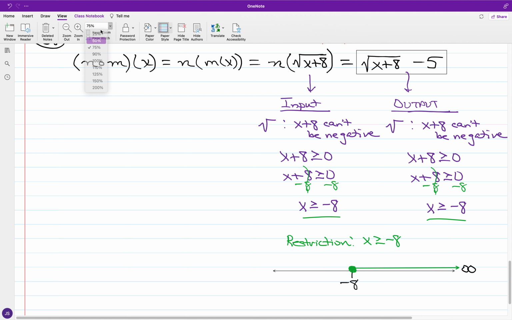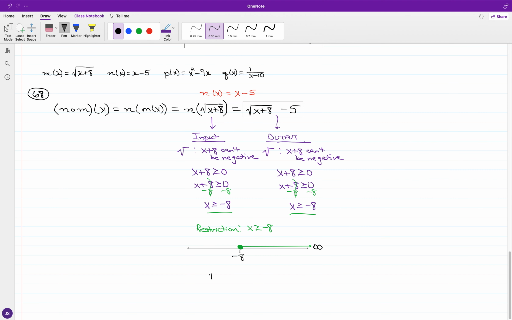And so again, for the domain of this particular composition, we're looking at going from and including negative 8, which will be in the bracket, and then out to positive infinity.